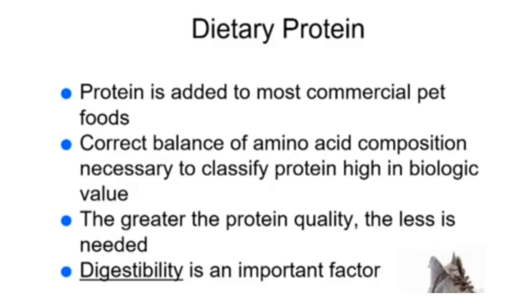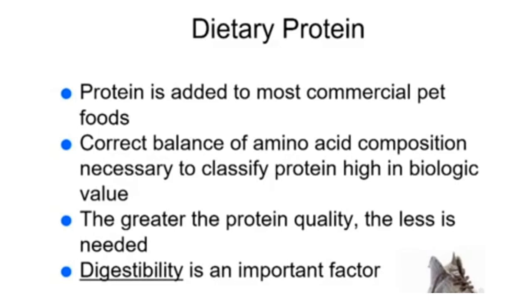So proteins are added in most of these commercial pet foods, and the correct balance of amino acids or proportion in the protein is very important. So protein quality depends on the ratio or proportion of different essential amino acids. The greater the protein quality, the less is needed. That is, if the protein quality is good, then the requirement of protein will be less.